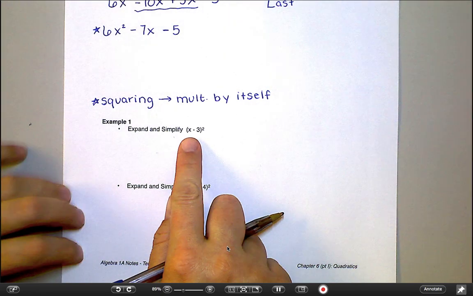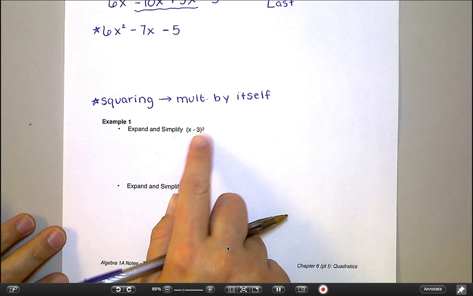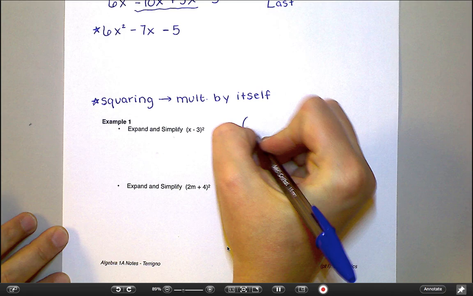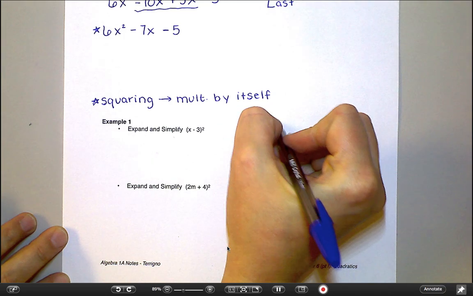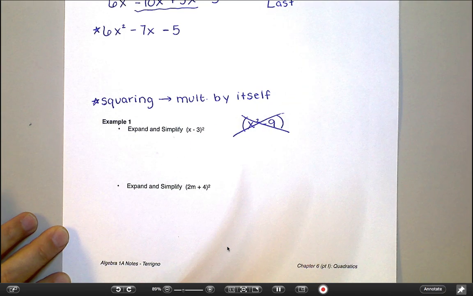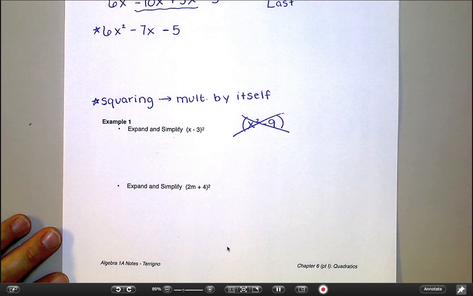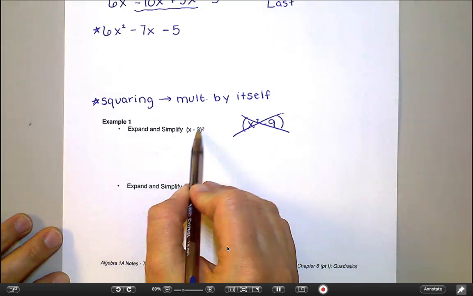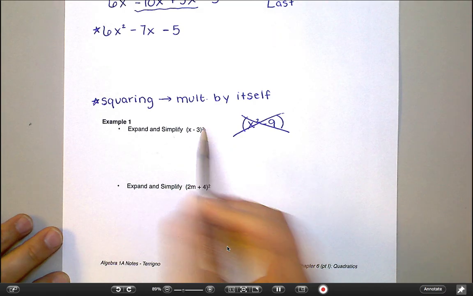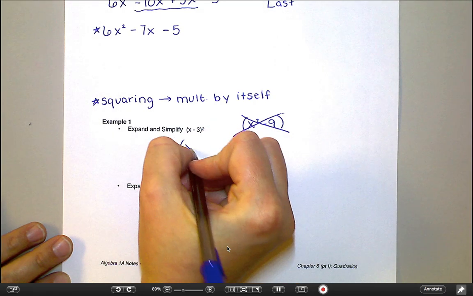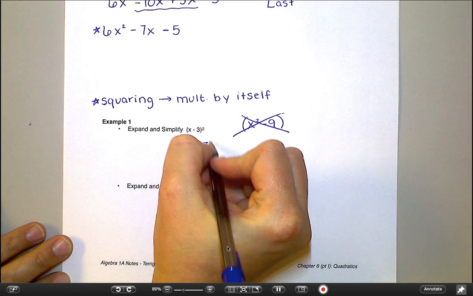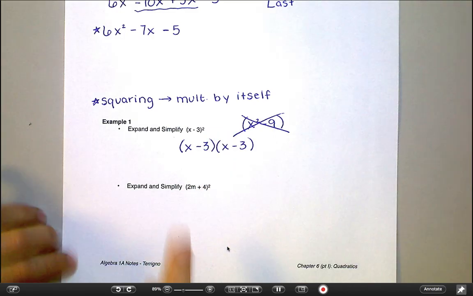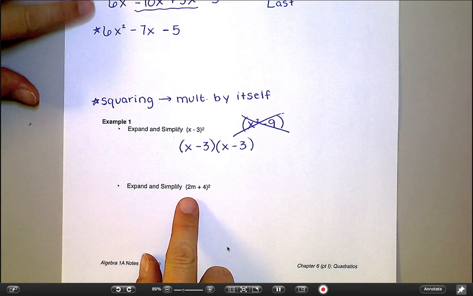So here in example 1, when I have x minus 3 squared, I cannot just make this x squared minus 9. Okay? That's a big no-no. It is not just x squared minus 9. Okay? That's what people do when they want to just square the x and square the 3. This square means I have 2 copies of this parenthesis. x minus 3 times x minus 3. And then I have to go through my whole process that I talked about up here.